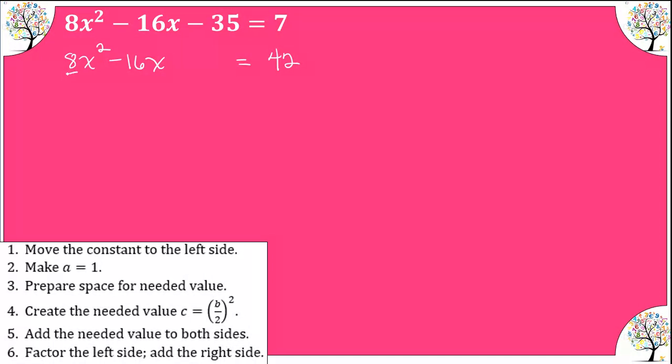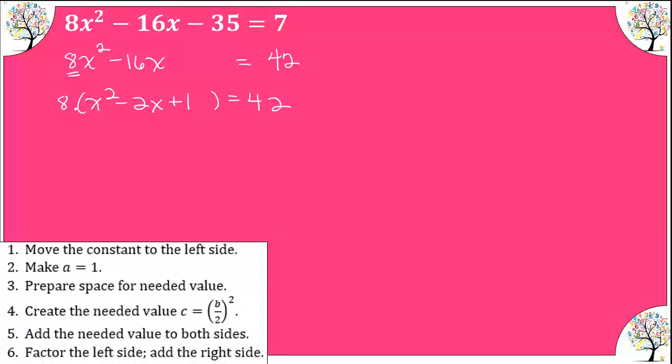Now we're going to make sure our a value is 1. It is not, so we're going to factor an 8 from these two terms only. We're going to make room to create a perfect square trinomial, and to find the constant to complete this perfect square trinomial, we take half of b and square it. This is going to give us positive 1.